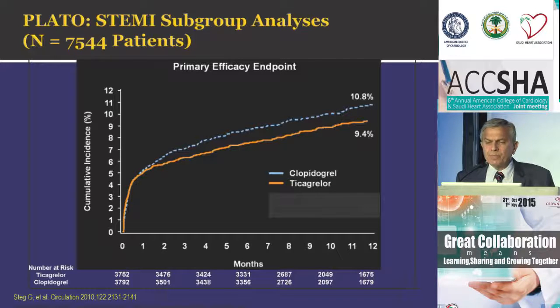How about the primary safety endpoint? Do we pay a price in terms of bleeding risk?